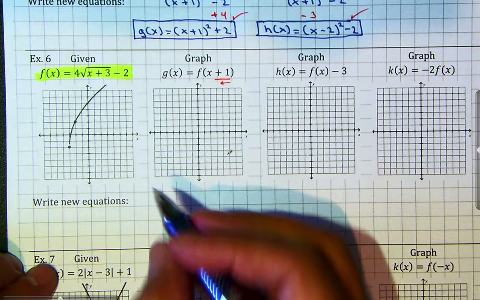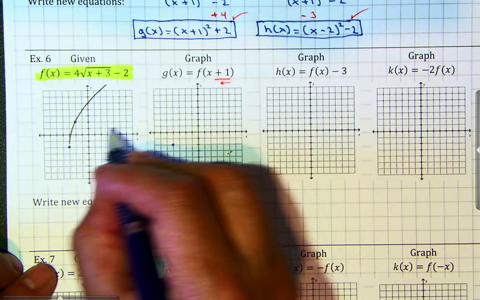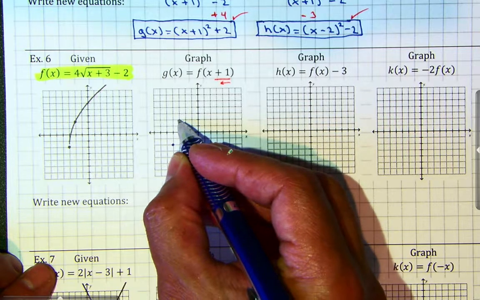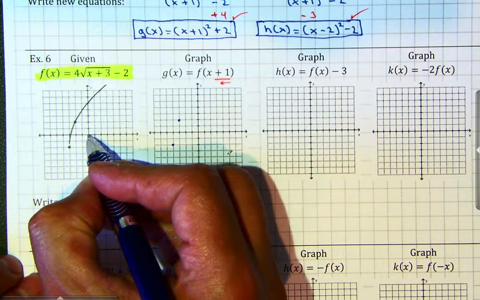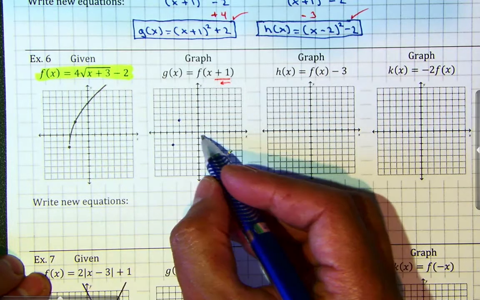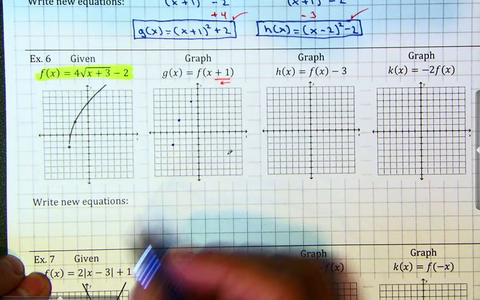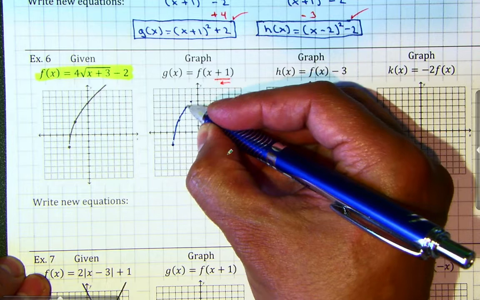So this point, negative 3, negative 2, is shifted to the left one. This one, negative 2 and positive 2, is shifted to the left one. And notice this is not really 5, but it's close to 5, so let's use that point as well. 2, 4, 5, and shift it to the left one, even though it's not a precise point.